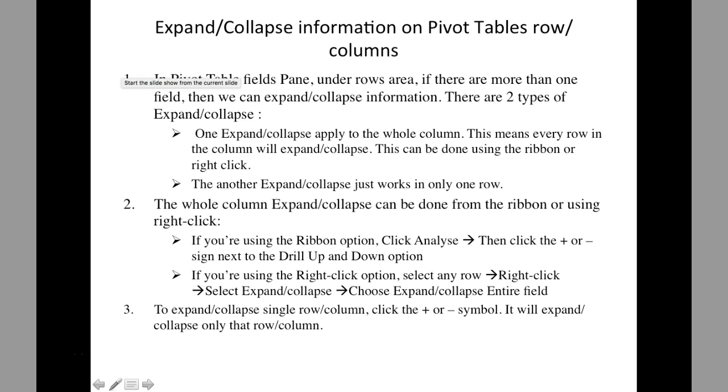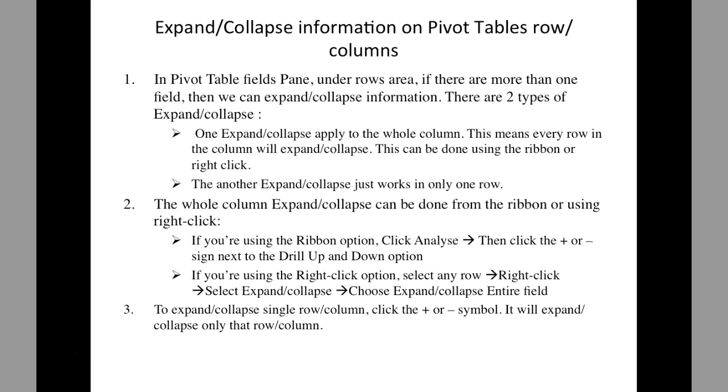Pivot Table offers a powerful tool called Expand or Collapse. There are two types of Expand or Collapse. One will apply to the entire pivot table. This means that the whole pivot table can expand and collapse as per filters with just one click.